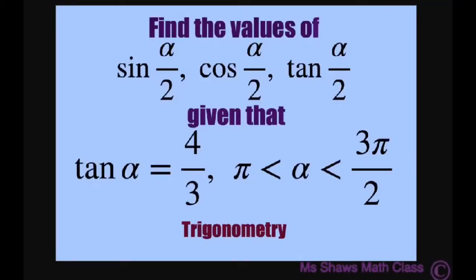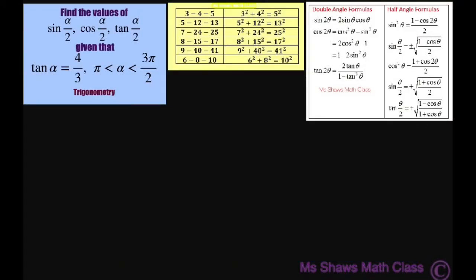Everyone, we're going to find the values of sine of alpha divided by 2, cosine of alpha divided by 2, and tan of alpha divided by 2, given that tan of alpha is 4/3 and we're in quadrant 3. Our angle is in between pi and 3 pi divided by 2. So basically we're going to be using these half angle formulas. And the first thing we're going to do is let's find cosine.